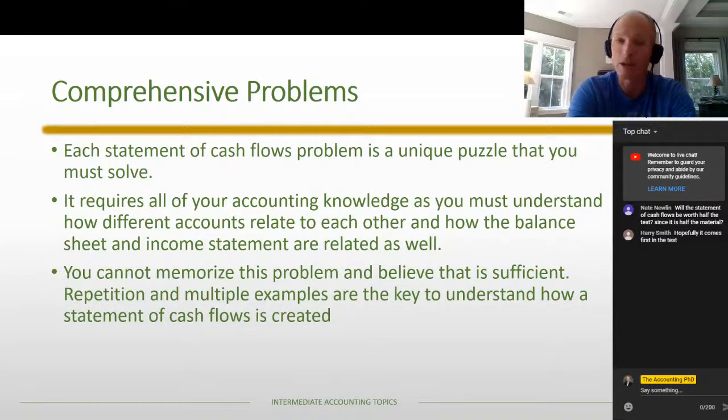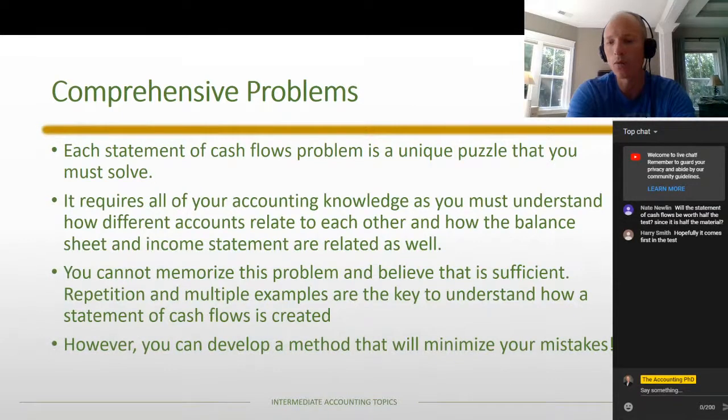You can't memorize this problem and believe that's sufficient. I hope that's obvious. You need multiple examples and repetition, and of course I give you plenty of opportunities to do that. And again, hopefully we're going to develop a method that's going to minimize your mistakes.